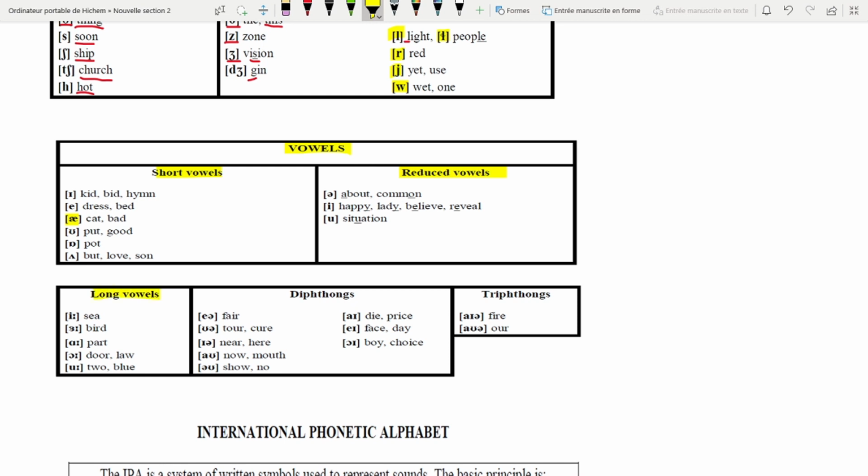In the first table, but we also have long vowels, diphthongs and triphthongs.